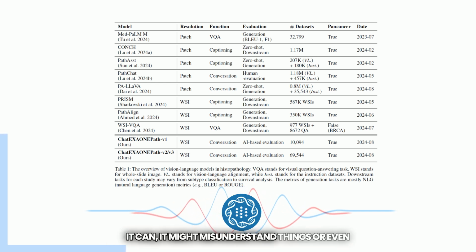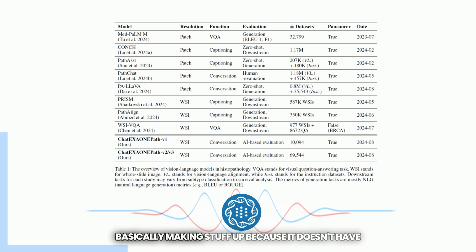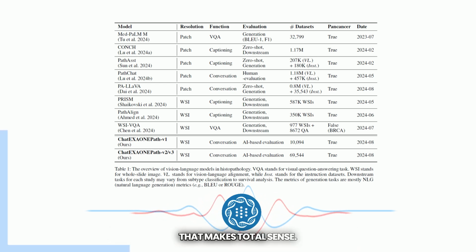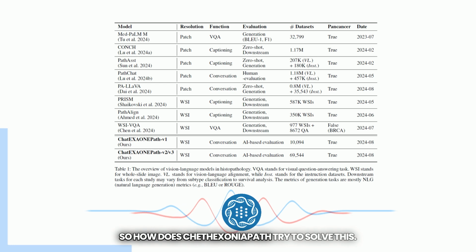It can. It might misunderstand things or even experience what we call hallucinations, basically making stuff up because it doesn't have the complete picture from the WSI in the report. That makes total sense. You're giving it puzzle pieces, but it can't see the box cover. So how does ChatEXAONEPath try to solve this?